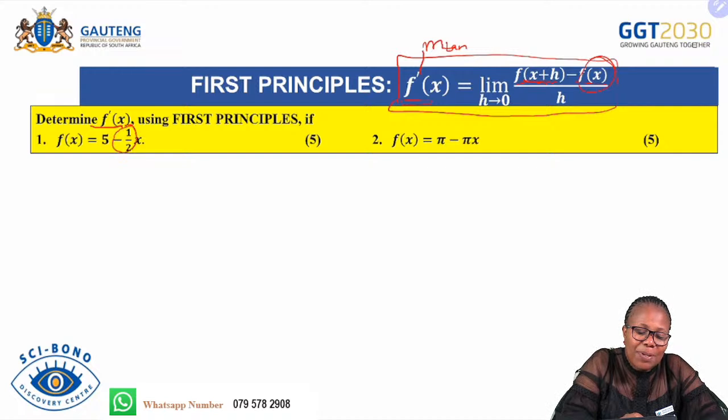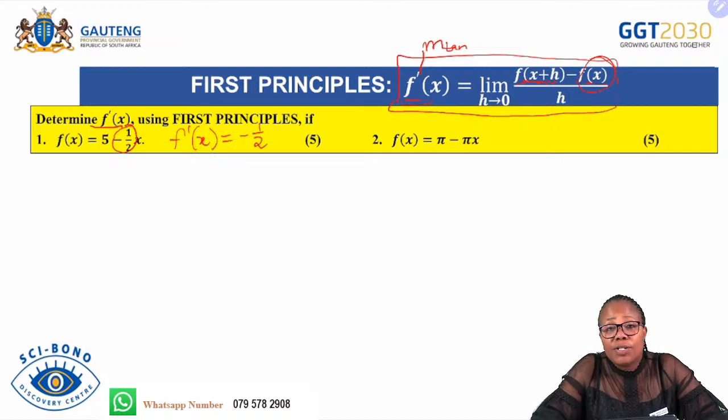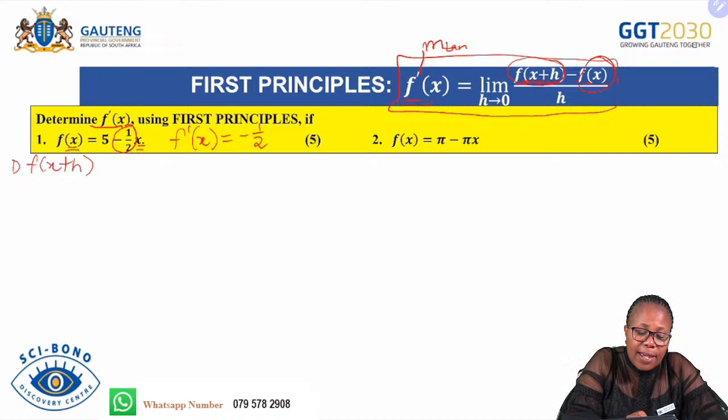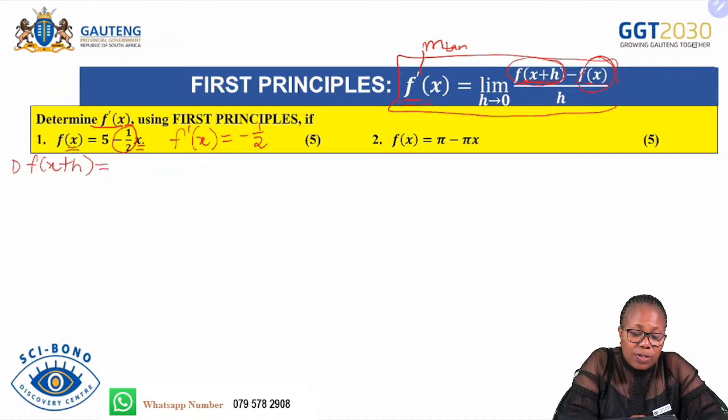So we are expecting our f derivative to be a minus half. Let's see, is it true, grade 12? Remember, the method says look at f at x plus h first. We are looking at f at x plus h. This simply means that where we have an x in our equation, we are going to substitute x plus h, which is equal to 5 minus half.